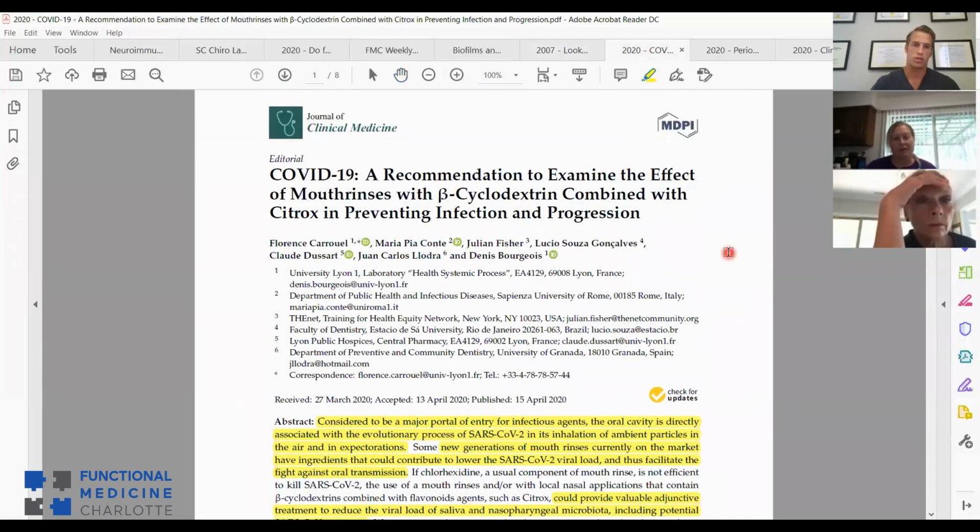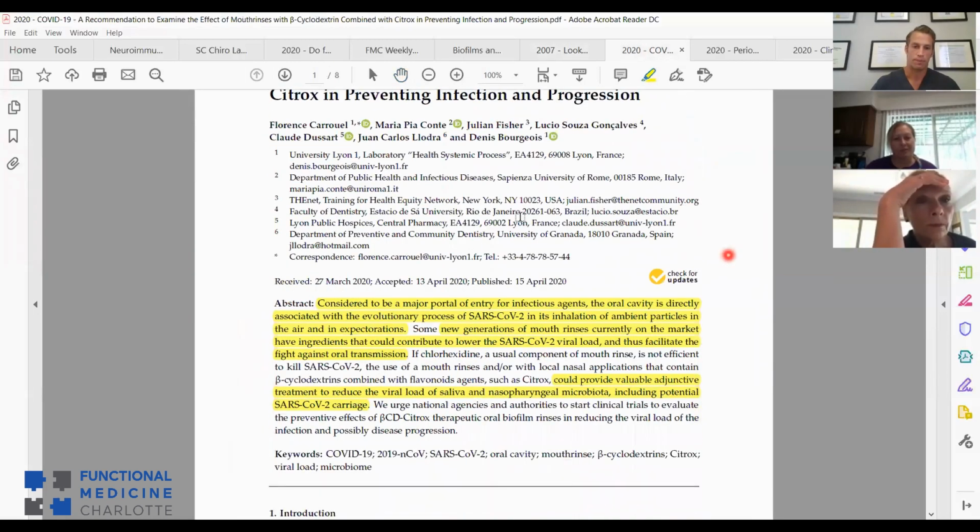So here's a study from the Journal of Clinical Medicine, came out recently, April, and it said, the oral cavity is considered a major portal of entry for infectious agents and is directly associated with the evolutionary process of SARS-CoV-2 in its inhalation of ambient particles in the air and expectorations. So basically, the saying is that SARS is spread through coughs and air droplets, right? And so how are we inhaling those? Well, through the mouth and through the nose. So the mouth could be a major portal of entry.